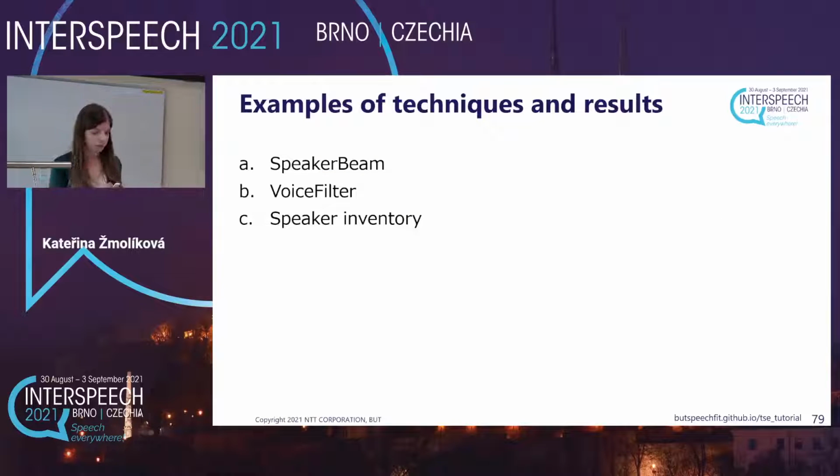This concludes the first part of the section, and now I will move on to the second part, where I will show several examples of existing models for target speech extraction. We have chosen 3 of these models: SpeakerBeam, VoiceFilter, and Speaker Inventory.